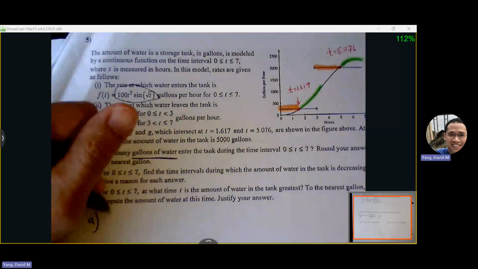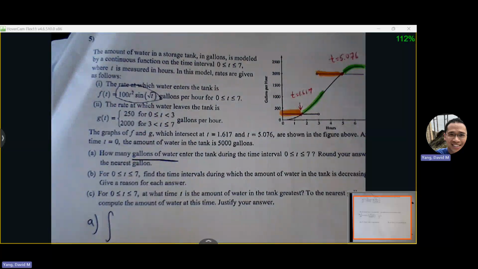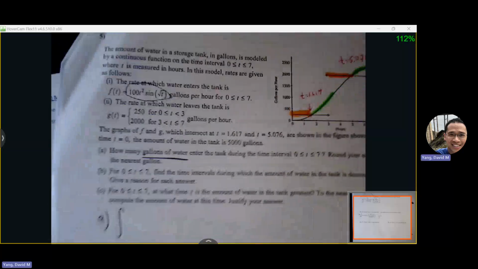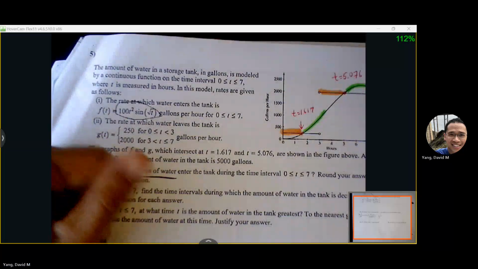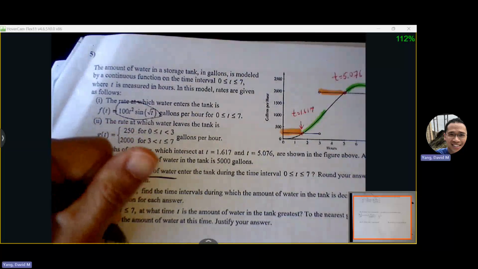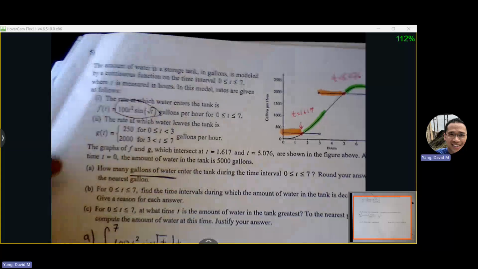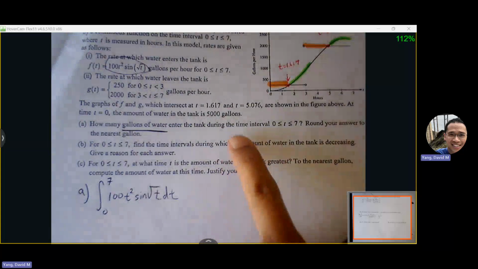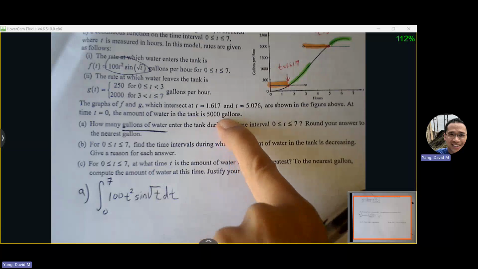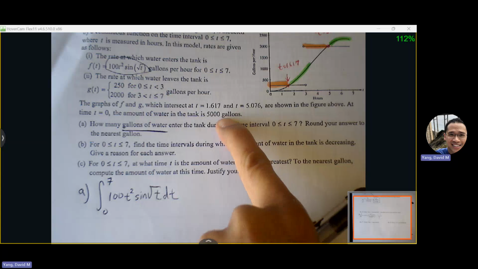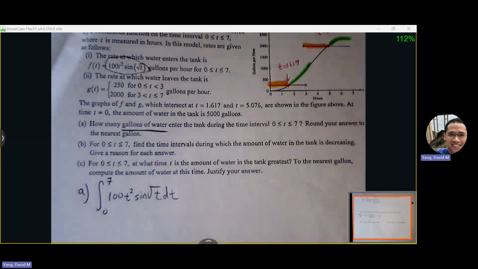Take the what? Yeah, a definite integral. So definite integral from 0 to 7 of 100 t squared sine root t dt. Now, do I have to worry about how much water is in the tank to begin with? Nope. Why not? Because it's asking how much water got in. It doesn't really care about how much water is in the tank. It just wants to know how much has entered into the tank. So we don't need to worry about that initial amount.